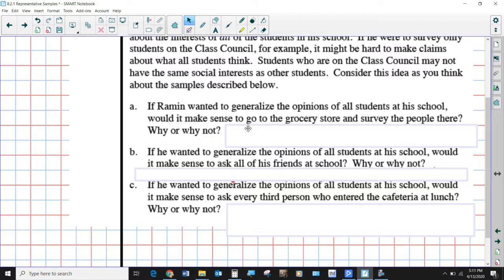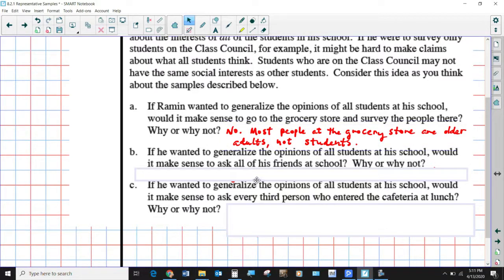Okay, welcome back. Do you think that the grocery store is the best place to survey people about issues at school? I'm going to say absolutely not. People at the grocery store are pretty much adults, mostly. They're certainly not filled with students from the school, so that wouldn't be a good representative sample.